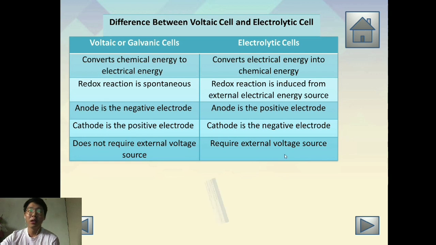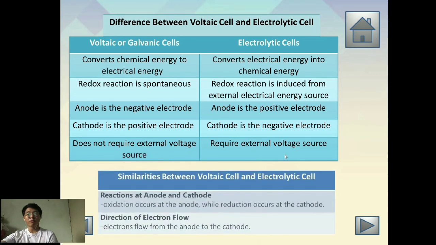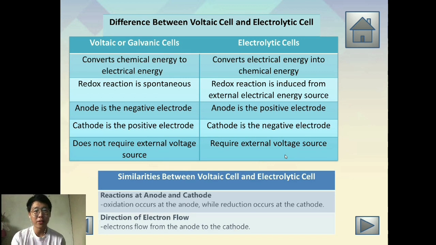Let me see what is similar between the voltaic cell and the electrolytic cell. First is the reaction at the anode and the cathode. Oxidation occurs at the anode and reduction occurs at the cathode. This is exactly the same. And next one is the flow of electrons. The electrons flow from the anode to the cathode. This is exactly the same in the voltaic cell and the electrolytic cell.